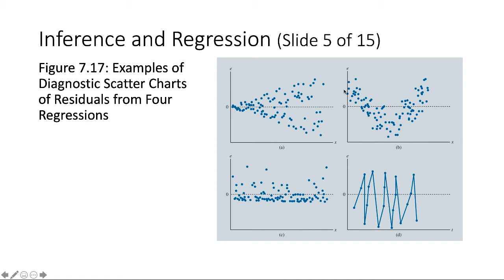In panel B, the residuals are more positive for small and large values of the independent variable x, but negative for moderate values. So it looks like a U shape here. Because residual equals actual value minus predicted value, this pattern suggests that the linear regression model underpredicts the value of the dependent variable for small and large values of the independent variable, and overpredicts the value of the dependent variable for intermediate values of the independent variable.